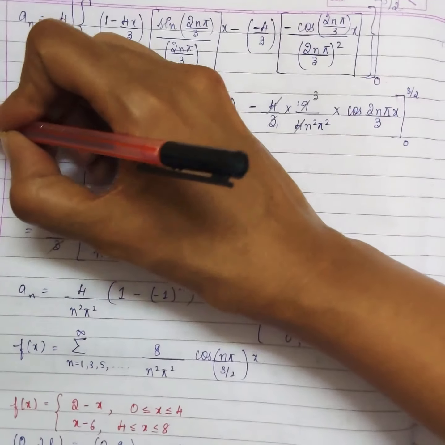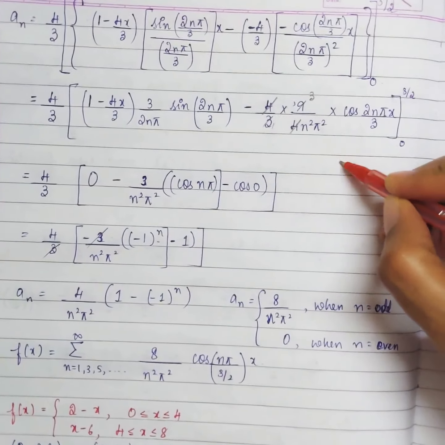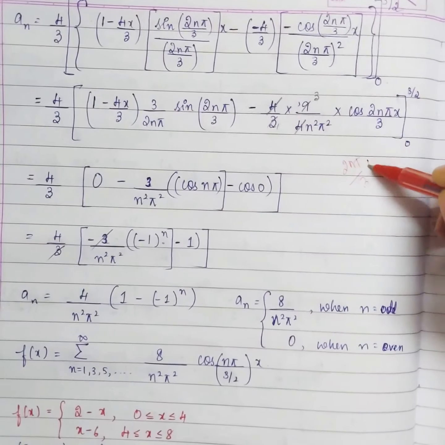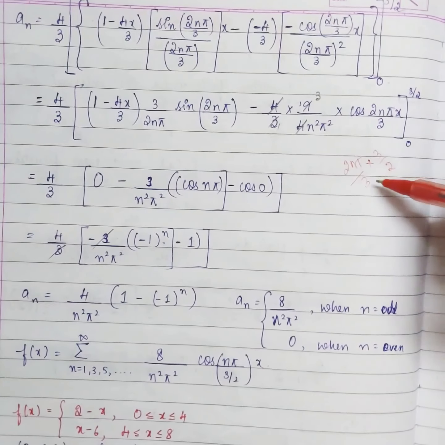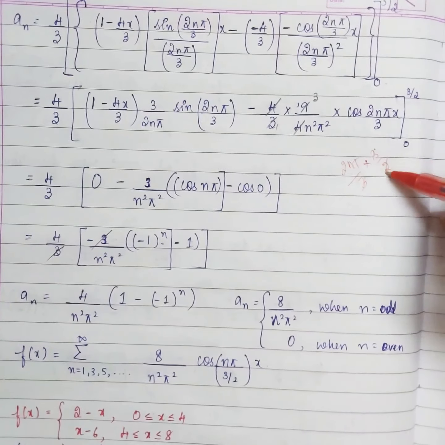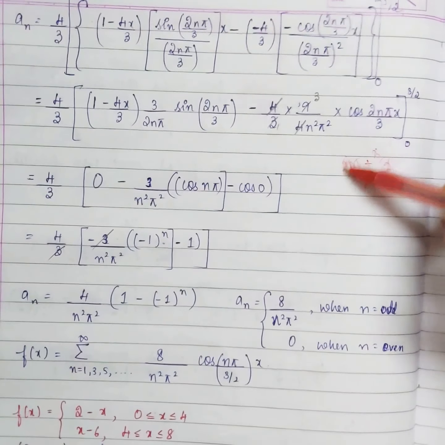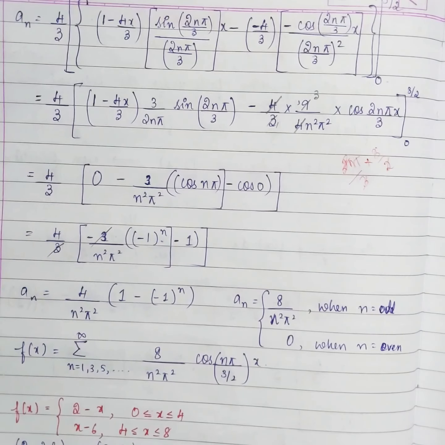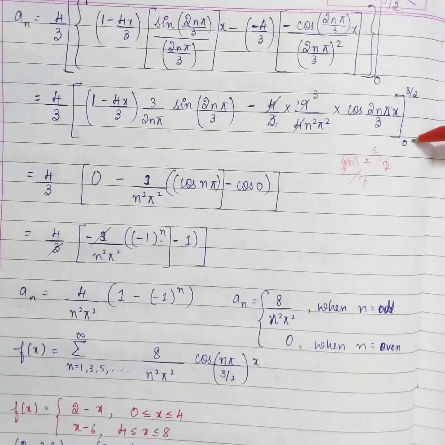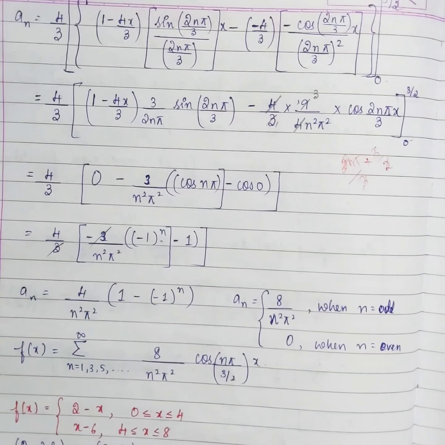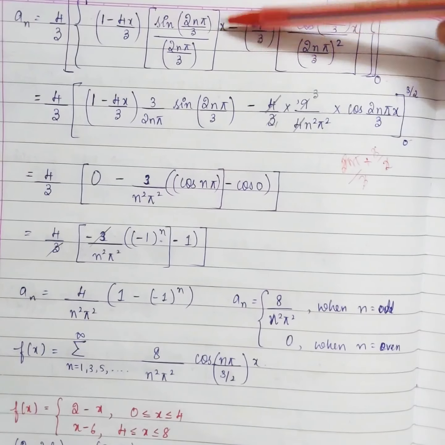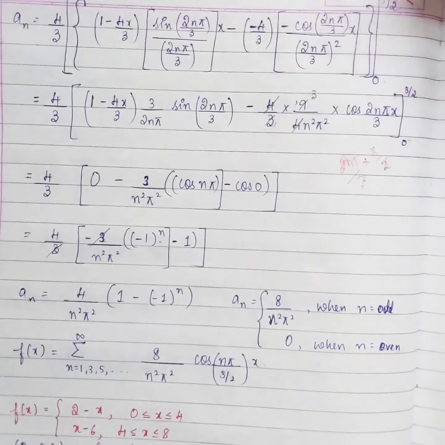I will get 2n pi by 3 into 3 by 2. Like this it will come. 3 and 3 will get cancelled, 2 and 2 will get cancelled, and you will get only sine n pi. Sine n pi is 0, and then if I apply lower limit in the place of x, sine 0. Sine 0 is 0. So automatically this term will vanish. This term will become completely 0.